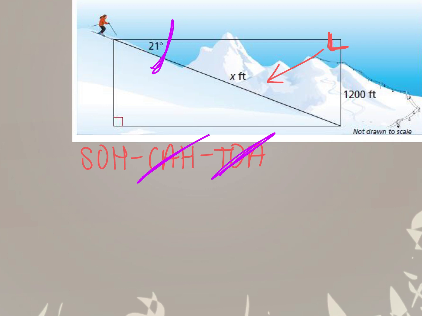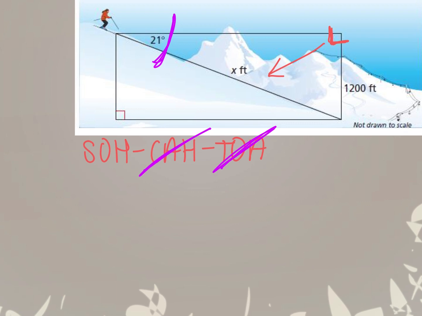So looking at this one, setting it up, you're going to have sine 21 equals, what is your opposite side? Boys, stop. What is your opposite side? What did we say the opposite side was? What was it? 1,200 over x. All right, so solving for x.